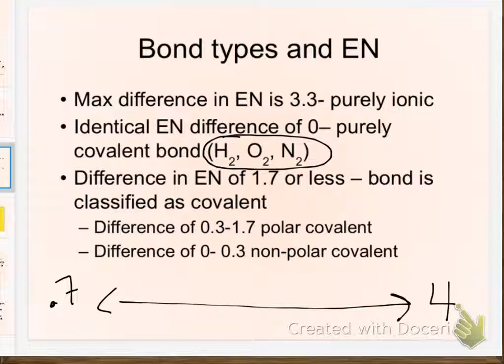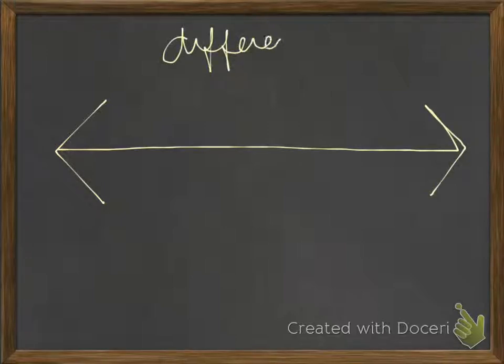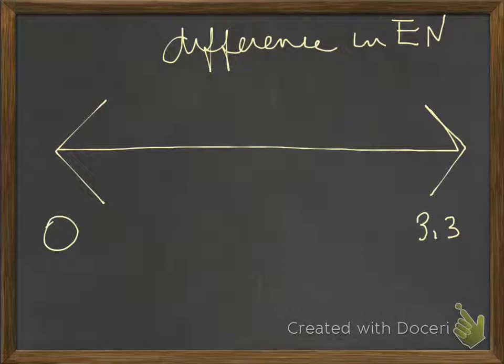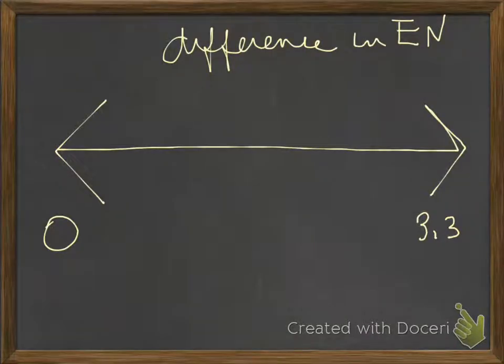So because we said it's a continuum, I think it's easiest to look at it on a scale like this. So this is difference in electronegativity. And we said the maximum difference is 3.3. Well, the minimum difference you can have is a 0 difference. That's the absolute 0. There's no difference between these two things. And what we call the middle is the 1.7 mark, which is actually a little bit that way.